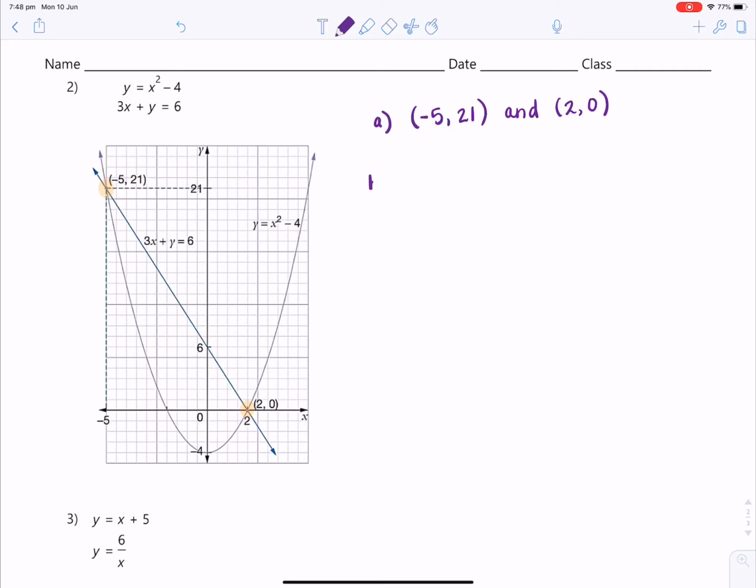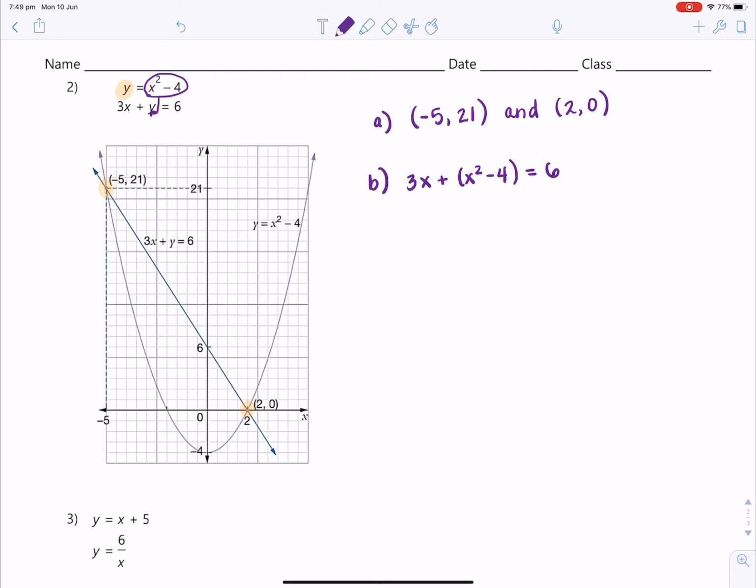That's excellent if we have a graph, but if we don't have a graph, let's see how we can work this out. We can see that in the first equation, y is already isolated. That lets me know that substitution is going to be an excellent option here. I'm going to take the expression that's equal to y in the first equation and substitute it for y in the second equation. That's going to give me 3x plus (x squared minus 4) equals 6.